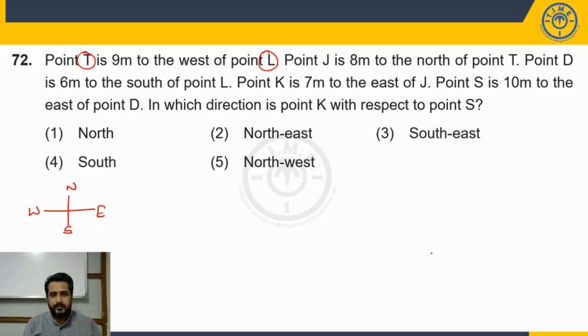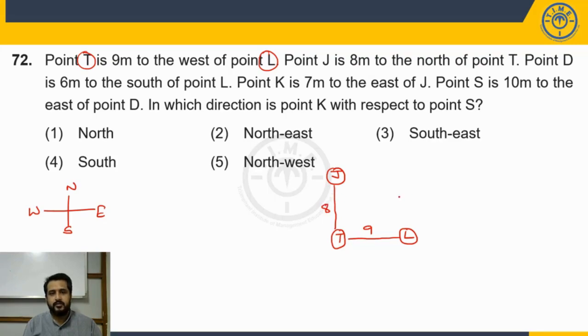So T is west of L. Let's take the L point here. So west is this side. So T is west of L and the distance between them is 9 meters. Okay. And J is north of T. So T is already here. So north side will be this side. So J is north of T and the distance between them is 8 meters.